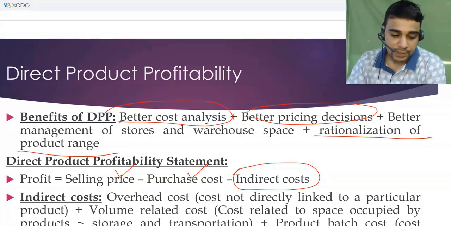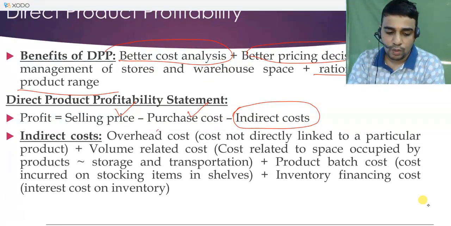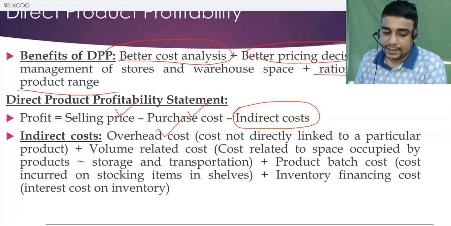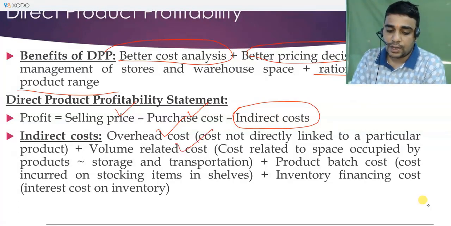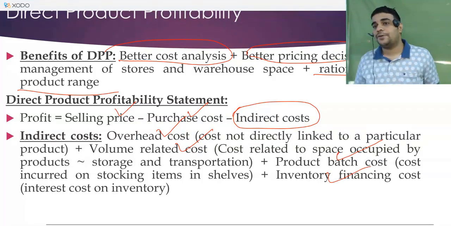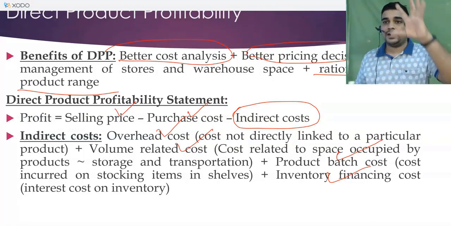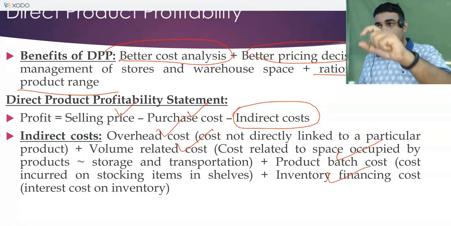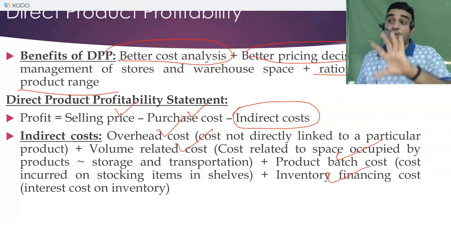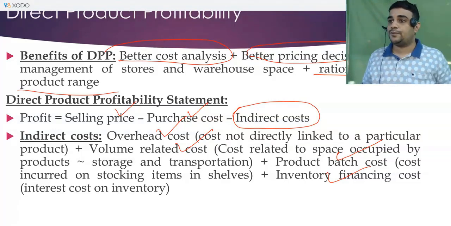So here the indirect cost can be overhead costs, which are not directly linked to a product, volume related cost, batch related cost, inventory financing cost. All these different categories of cost, in the traditional method, were clubbed together into an item called overheads. The driver will mostly be number of units sold. You divide by the number of units sold and say the cost per unit.